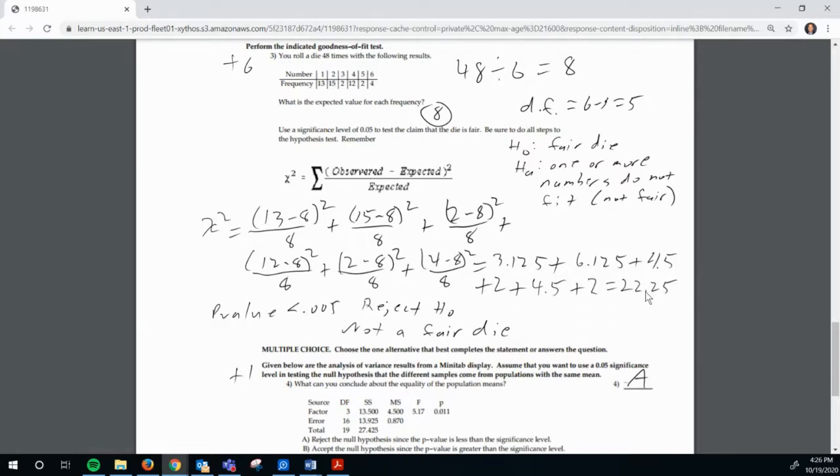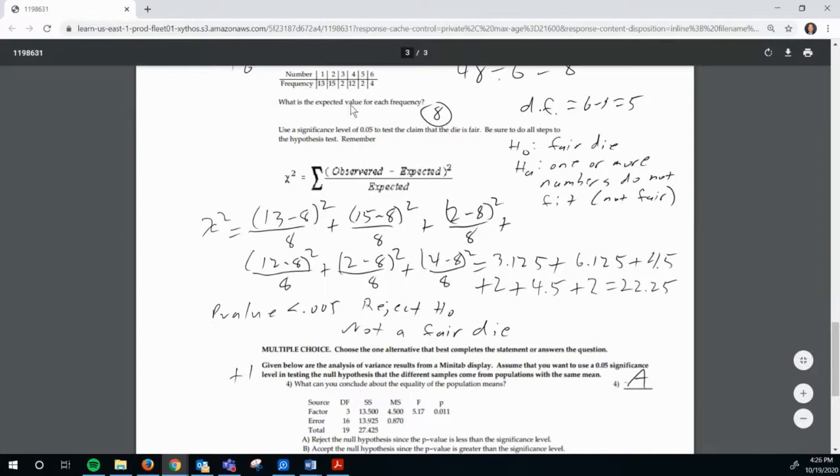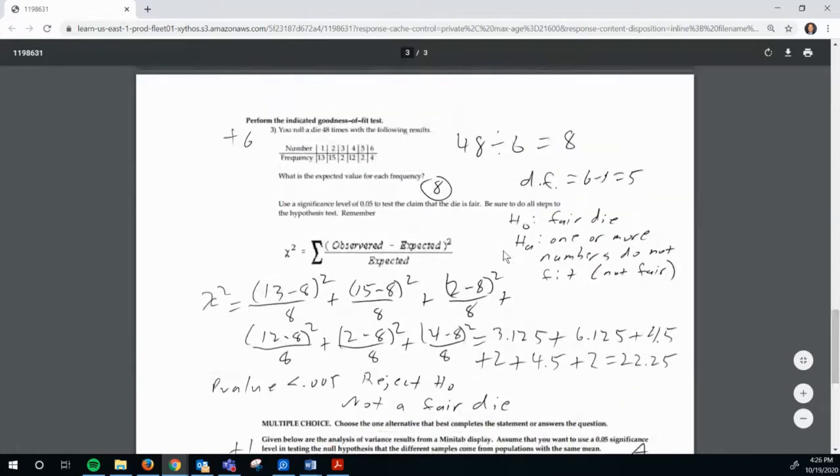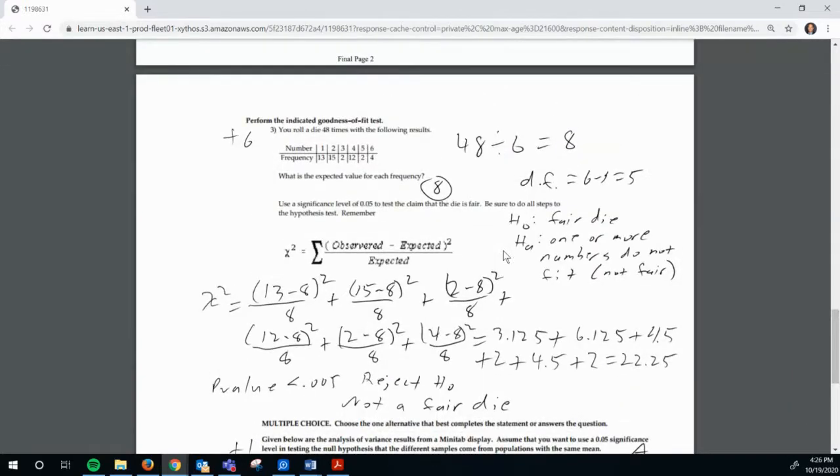22.25 is a very rare event. That's a lot of variability. This tells us we should reject the null, and the null hypothesis for this one would be that it's a fair die. They should be equally distributed. The alternative is that one or more of the numbers does not fit. It means it'd be like a loaded die or not a fair die. So we'd reject the null and say this is not a fair die. This did not pass the test, and Vegas would not use this die. So your null hypothesis is that it's all good, that it fits the model. Your alternative is that it does not fit the model.